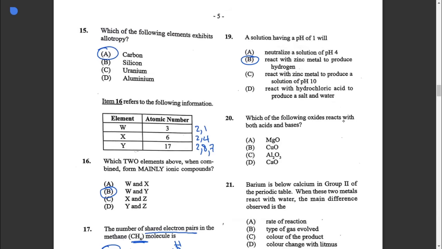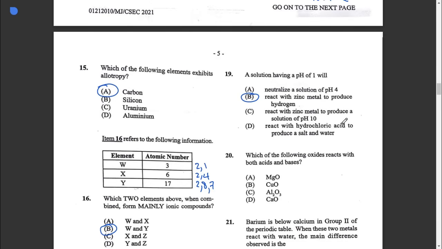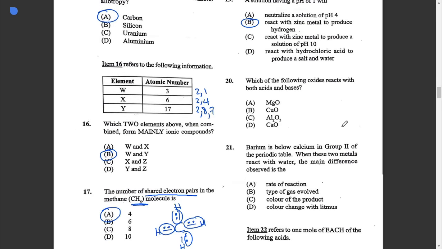React with zinc metal to produce a solution of pH 10. No, the salt is formed and hydrogen gas, and the pH doesn't increase to 10 in that case. React with hydrochloric acid, again an acid with another acid, so D is way off. All right, question 20. Which of the following oxides react with both acid and bases? The name of compounds that behave as acid and base, they are called amphoteric compounds.